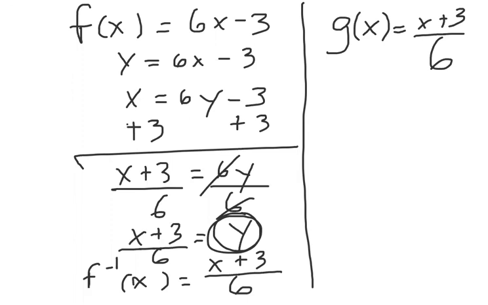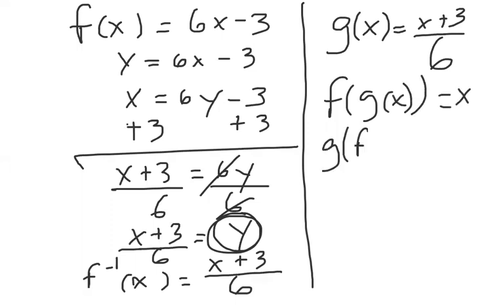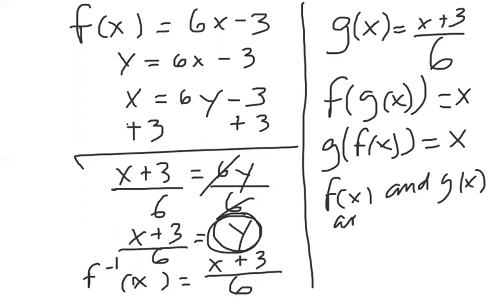This is why when we found f of g of x, guys, we got x, and when we found g of f of x, we got x. It's because f of x and g of x are inverses. So you can show whether or not two functions are inverses by finding their composites. If both composites turn out to be x, yes, they are inverses of each other. Any questions, guys?